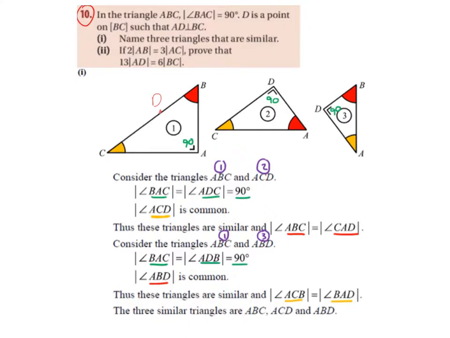So again, we have proven that 2 of the angles are the same, so the third must automatically be the same as well. Thus, these triangles are similar, and the angle ACB is equal to the angle BAD. The 3 similar triangles are ABC, ACD, and ABD.